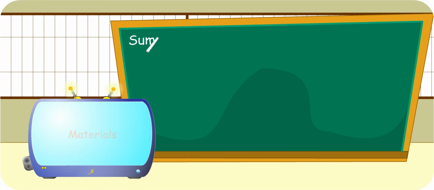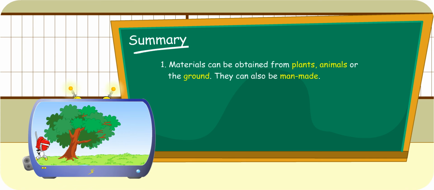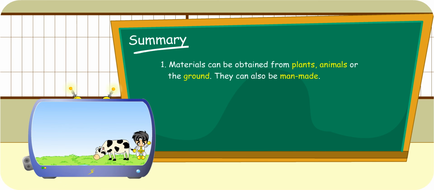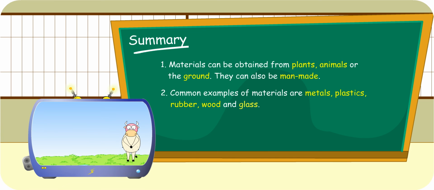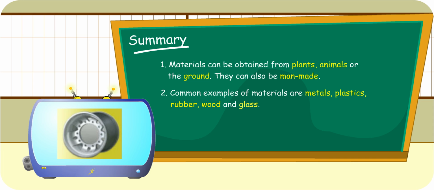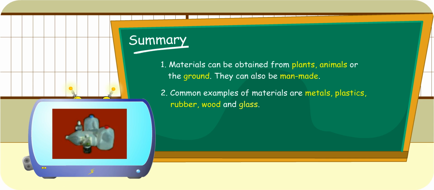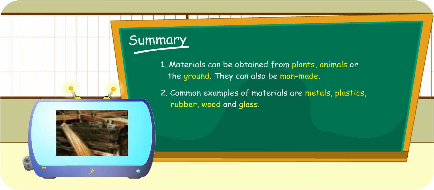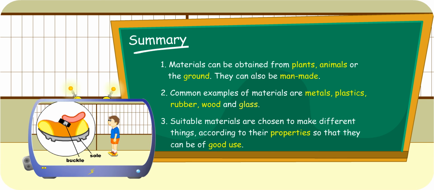Let's recall what we have learned today. Materials can be naturally obtained from plants, animals, or the ground. They can also be man-made. There are different kinds of materials. Some common examples are metals, plastics, rubber, wood, and glass. Suitable materials are chosen to make different things according to their properties so that they can be of good use.